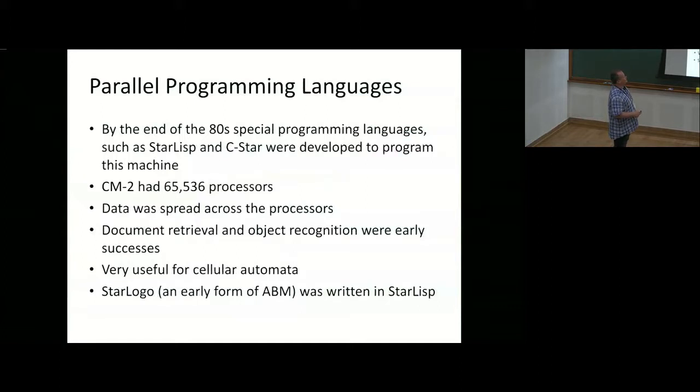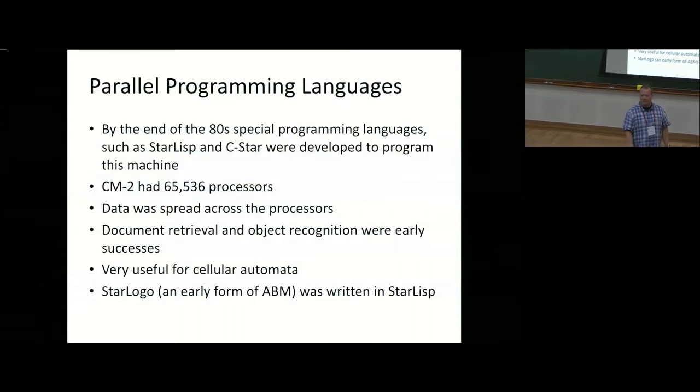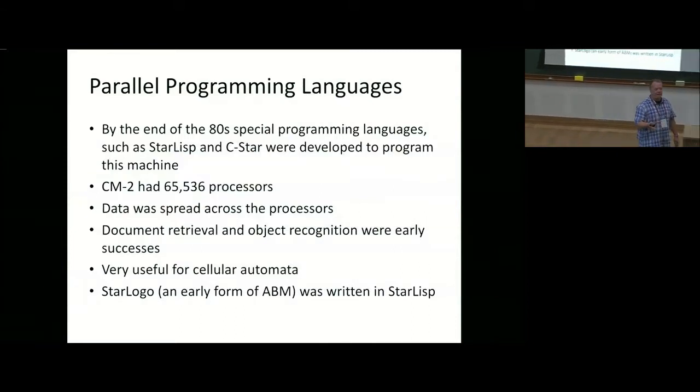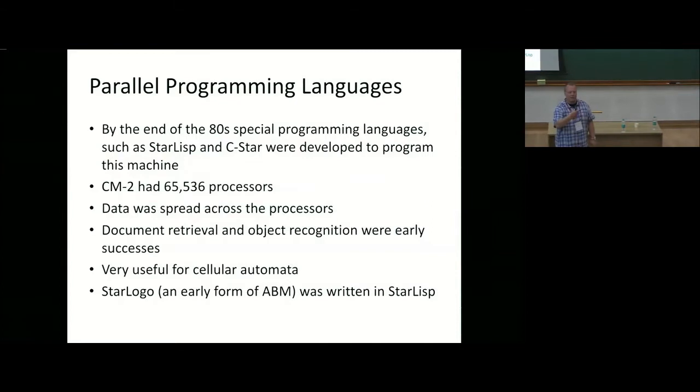By the end of the 80s, several special programming languages such as *Lisp and C* were developed for this machine. The CM2, the Connection Machine 2, had 65,000 processors in it. This is like 1989, right? Think about that. Most of ours only have 8 processors on them. Any idea why we don't have 65,000 processors on our laptops? We could put them in there. Anyone know why we don't have one? Yeah, but we could put cheap ones. GPUs are a great example where we do have them on there. Why don't we use them for everyday computing?